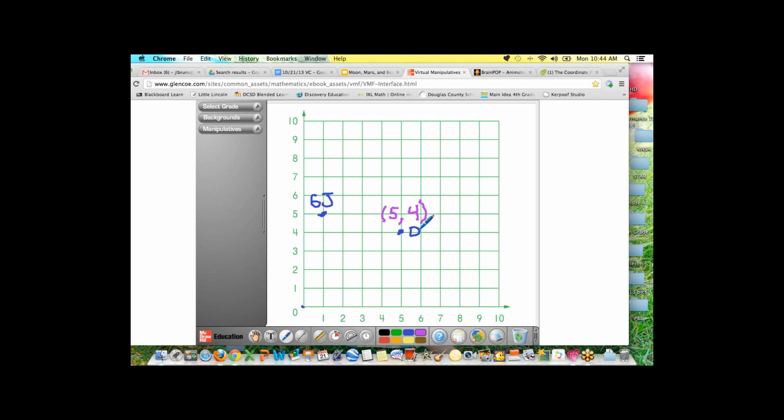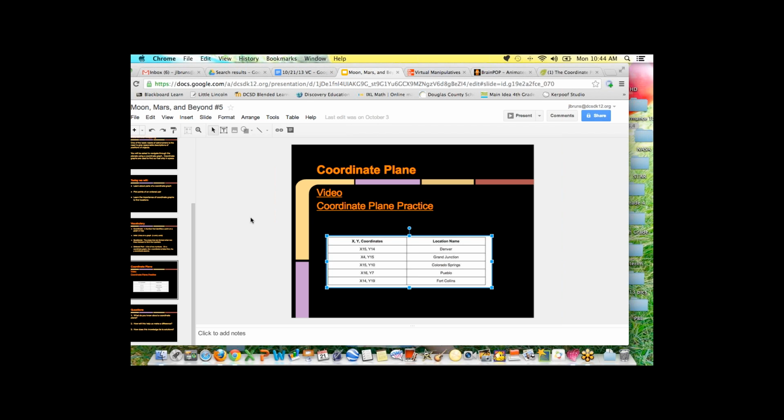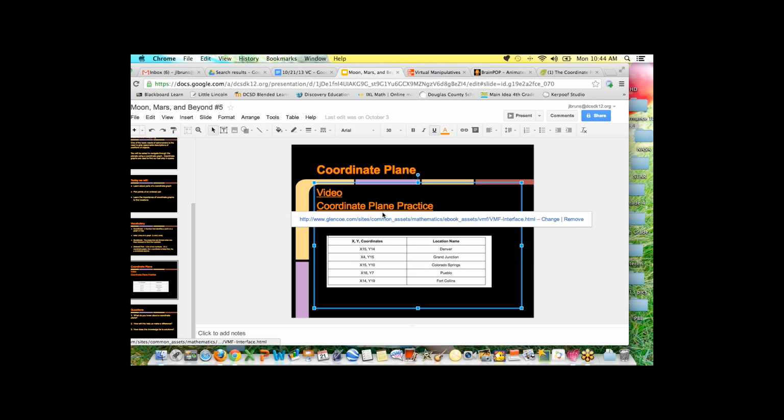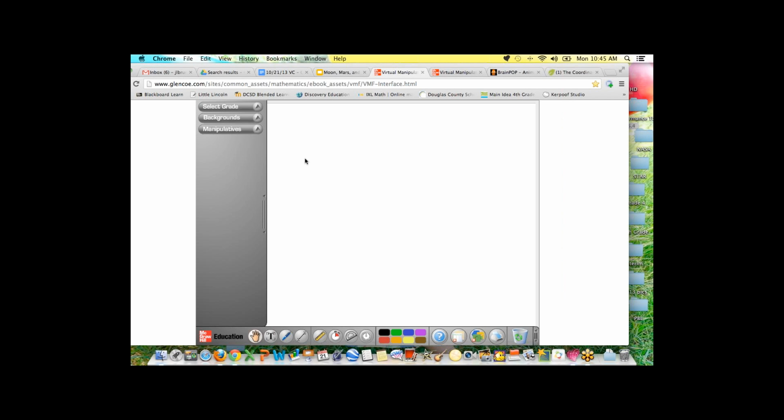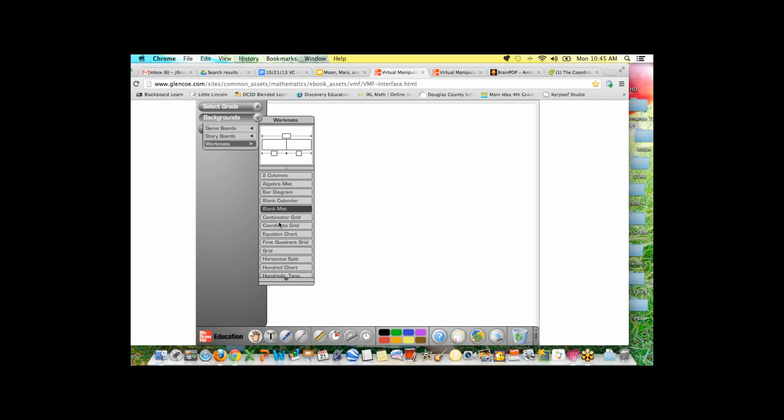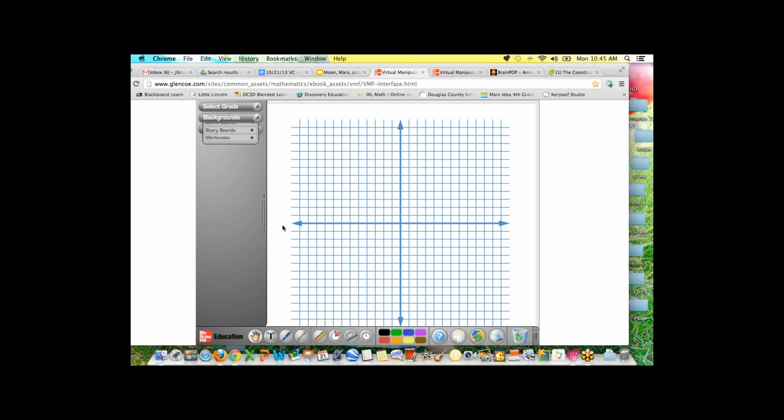So it's kind of like Battleship almost, where letters are at the bottom, or not letters exactly, but numbers. That's right, it is kind of the same idea as Battleship. Right now I'm labeling Denver. 5 is my first number, and 4 is my second number, and that is called an ordered pair. 5 comma 4 is represented by this dot right here. Pretty easy stuff.